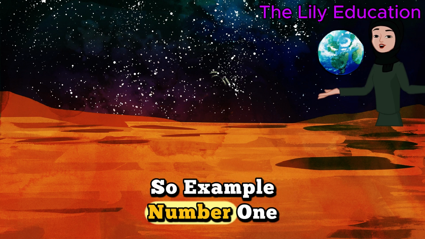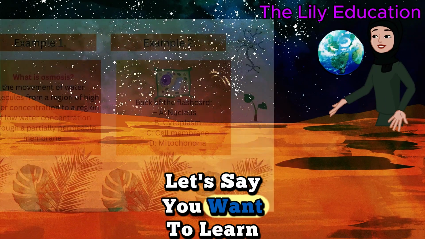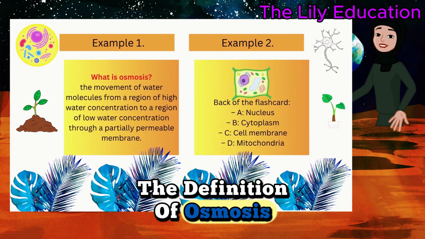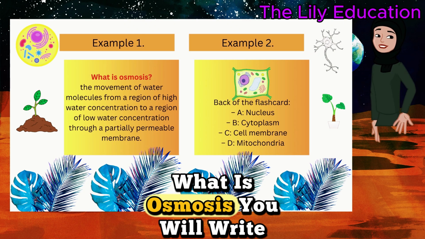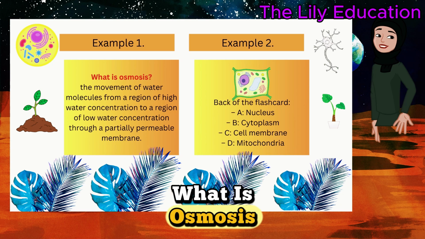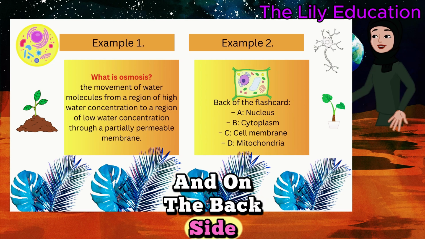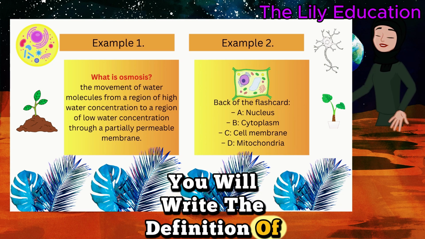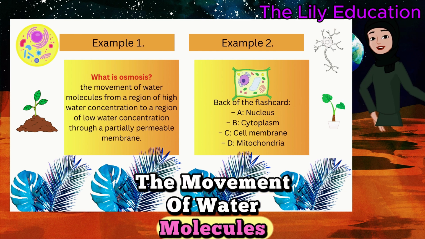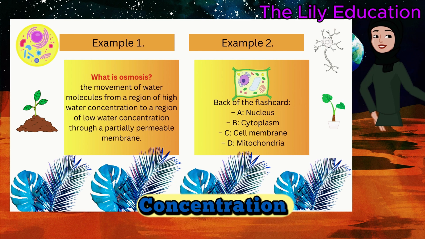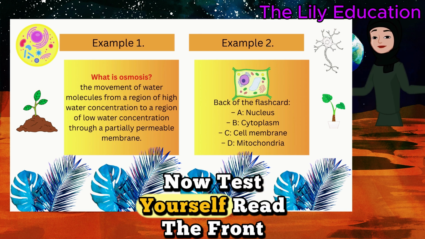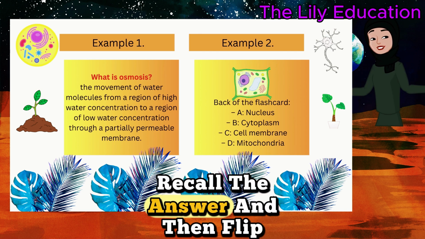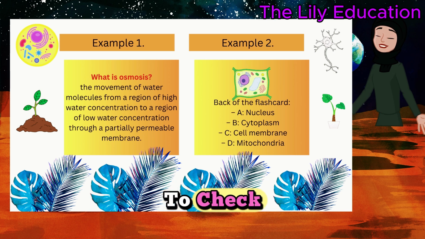So, example number one, let's say you want to learn the definition of osmosis. On the front of the flashcard, you will write, what is osmosis? And on the back side, you will write the definition of osmosis: the movement of water molecules from the region of higher water concentration to the region of low water concentration through a partially permeable membrane. Now test yourself: read the front, recall the answer, and then flip to check.